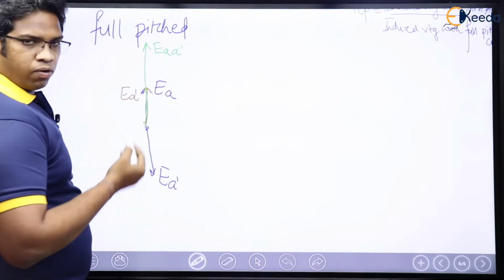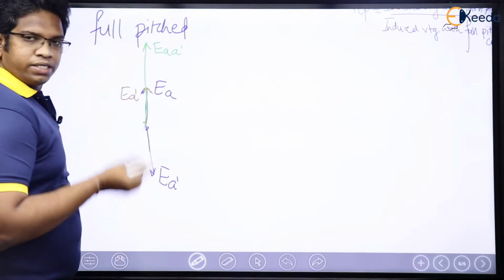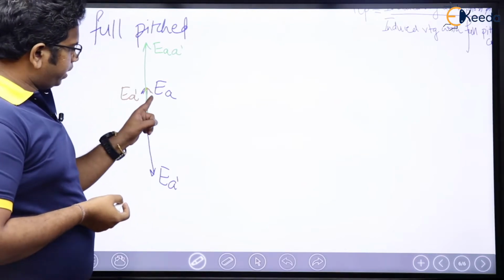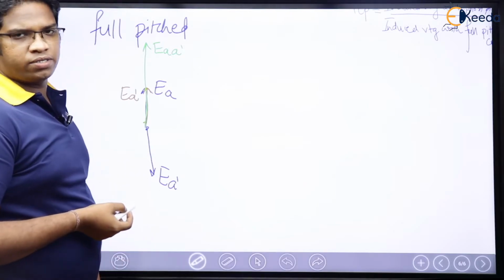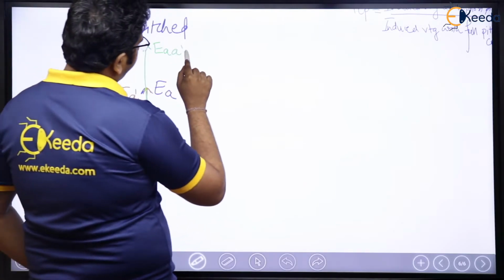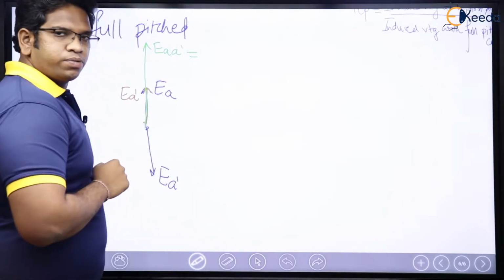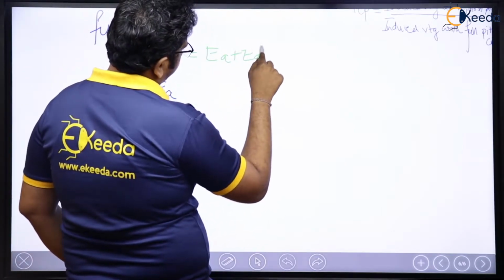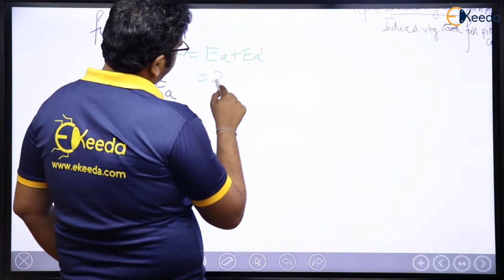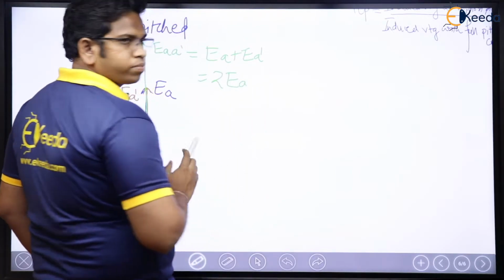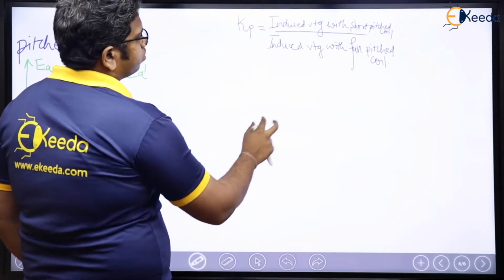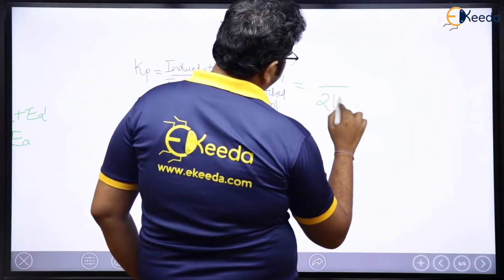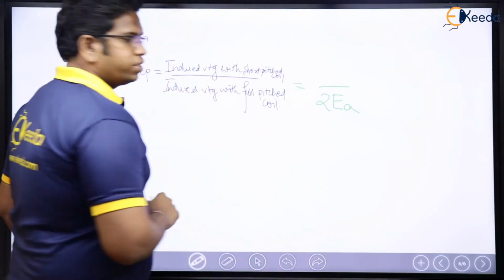EA dash, what is the value? If you see EA and EA dash, magnitude has to be same. So the moment their magnitude is same, can I write that EA is equal to EA dash? Yes. So EA dash will be equal to EA plus EA dash, and since both are equal, it is going to become 2 times EA. In case of full pitched, done.